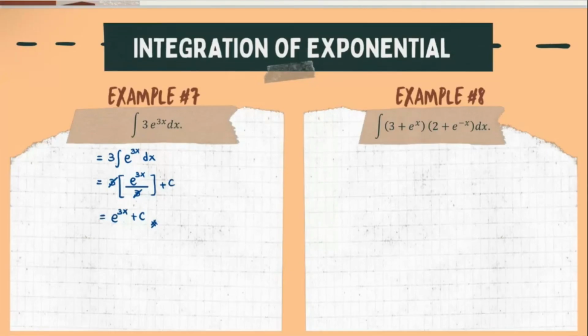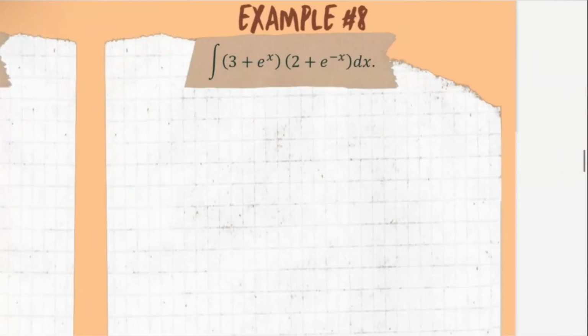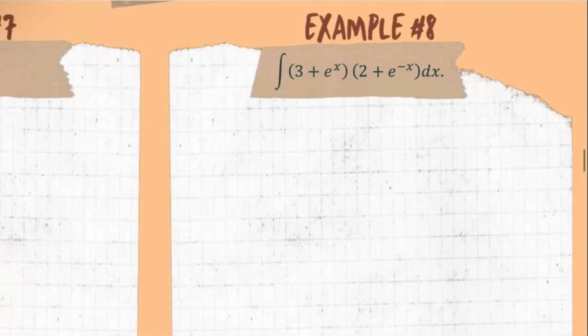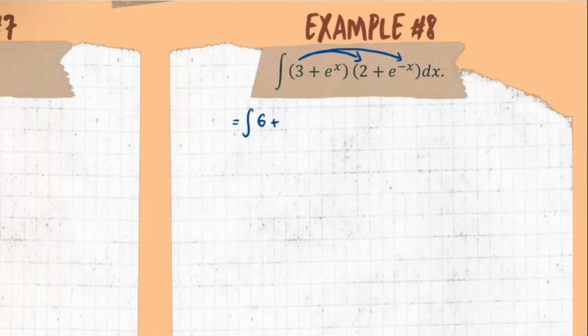Settle. Boleh. Okay, now yang ni nampak macam complicated sedikit. So for example 8, kita akan expand. So nampak ada 2 bracket macam ni, kita akan expand. So first 3 darabkan dengan 2. So integrate 6 and then integrate 3e of negative x and then this part plus 2e of x and then here plus e of x multiplied by e of negative x dx.